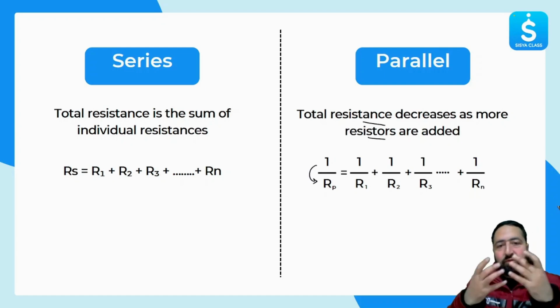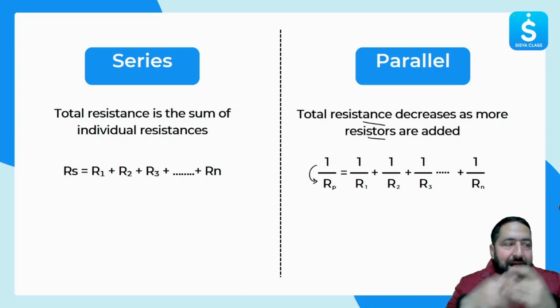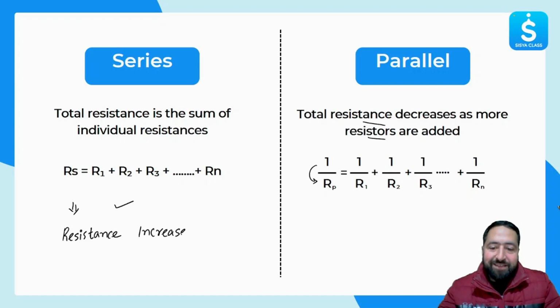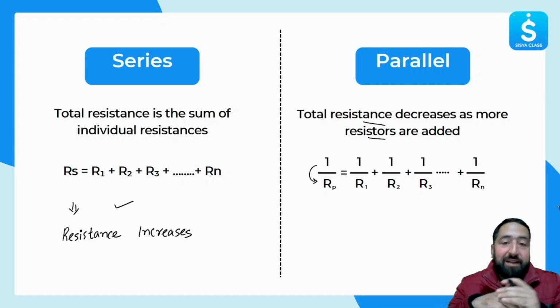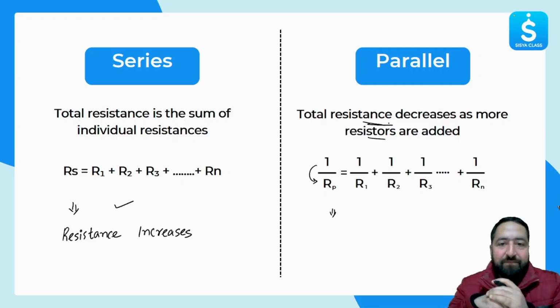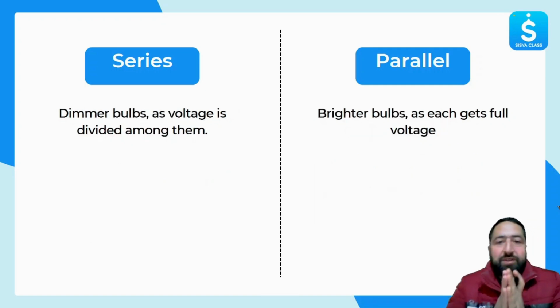So if I give you three resistors, and I tell you I have a circuit and I need to increase the resistance of the circuit, how will you connect these three resistors? Obviously, you will connect them in series because here resistance increases. And if I tell you I need to decrease the resistance of the circuit, how will you connect these three resistors? You will say, sir, I will connect them in parallel because here resistance decreases. I've already mentioned it here. Got it? Very good. Let's move to the next slide.